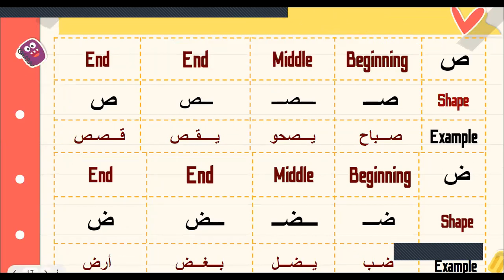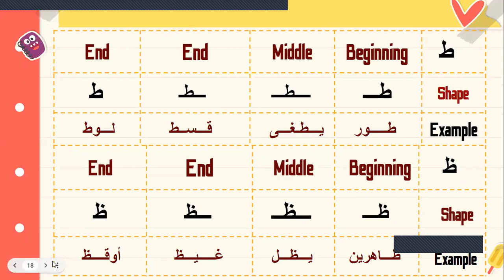For the ta and ba, very easy to recognize. I don't have many comments here. They are the same shape. They can have a dash before to join to a letter before, or a dash after to join to a letter after. There is no problem. The same for the tha.